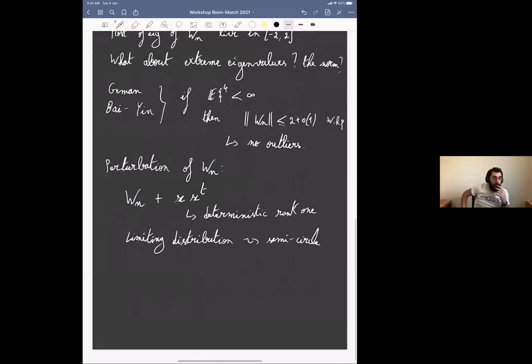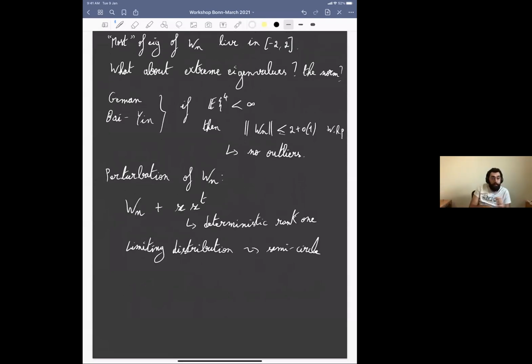But what happens to the extreme eigenvalue? It may happen that this rank 1 matrix was pushing in the same direction as the largest eigenvector, which resulted in pushing the largest eigenvalue very far from the bulk of the spectrum. This phenomenon is well understood, and it's known as the BBP phase transition. It's due to Baik, Ben Arous, and Péché. Maybe not in this form, but usually the phenomenon is referred to as the BBP phase transition, which completely characterizes this.